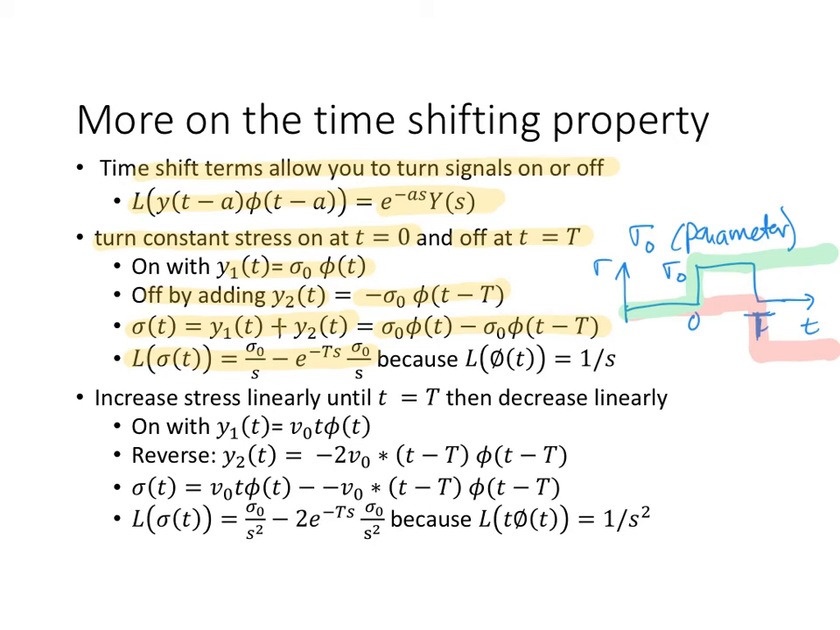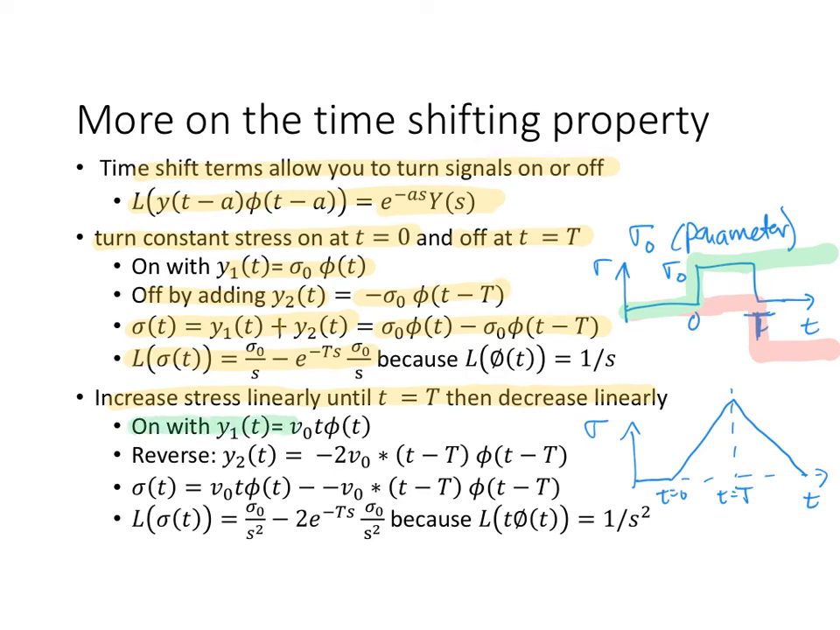Our second example is that we're interested in increasing stress linearly till t equals capital T and then decreasing linearly. What we're looking for then is we have 0 and then we start up and then we go back down. So this is t equals 0, this is t equals capital T. So this is a hysteresis response. This is a type of hysteresis, except here we are controlling stress instead of strain and seeing the response in strain.